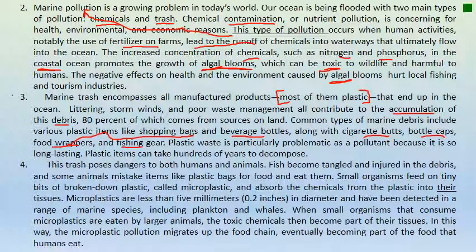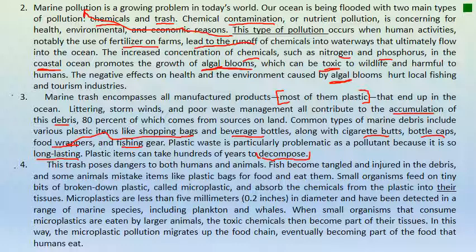Plastic waste is particularly problematic as a pollutant because it is so long-lasting, meaning it is not biodegradable, non-biodegradable. It does not decompose or break down in the environment. It lasts for hundreds and maybe thousands of years.